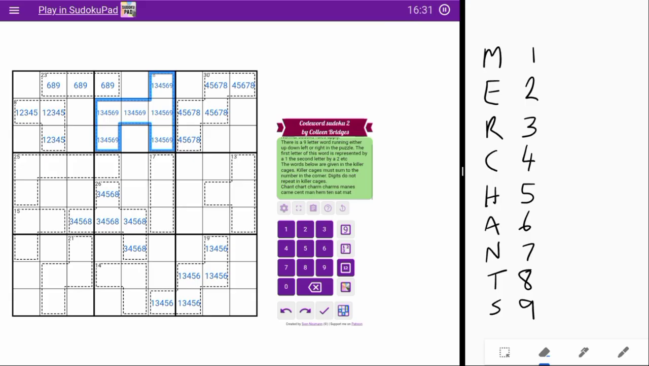Manes is, I'll get my pen. M-A-N-E-S is 1, 2, 6, 7, 9, and that has to go. Assume that adds up to 25. I'll just check. 1, 3, 6 is 9, and 7 is 16, and 9 is 25. Yep. So that one goes in here. So that one is 1, 2, 6, 7, 9.